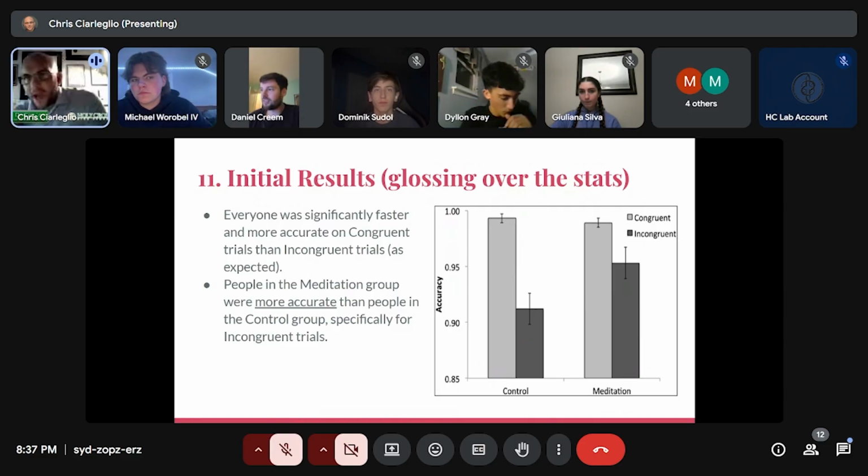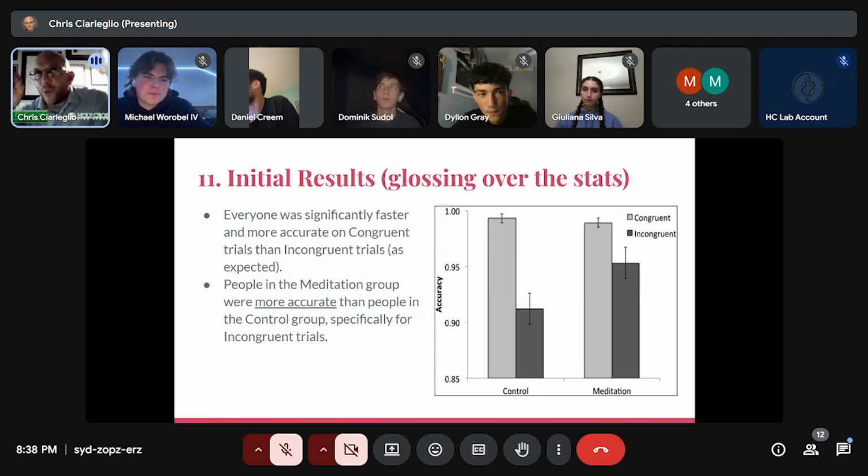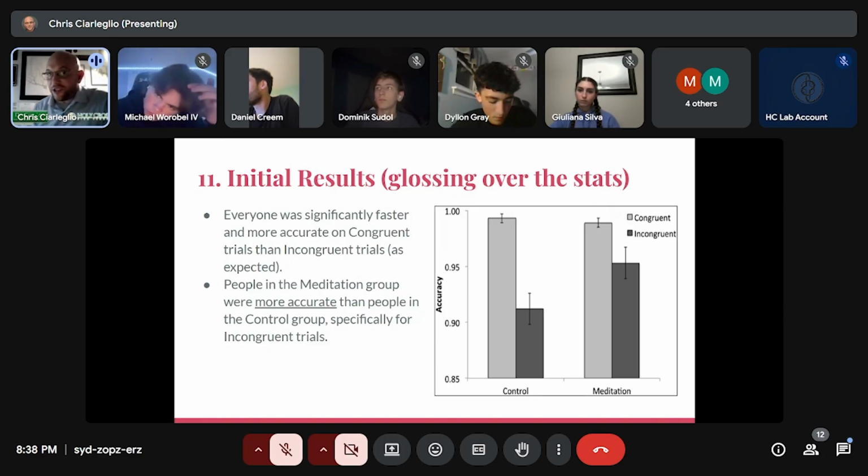So, guys, an interaction means that there's only a difference in certain circumstances, as opposed to there's just a difference all the time, or there is something that changes, but it always changes for both groups. It's that one group, the congruent, doesn't change, but the incongruent does change dependent on whether or not it's a control or meditation. And that means experience has an effect on the accuracy. Yeah. And so that's very cool.